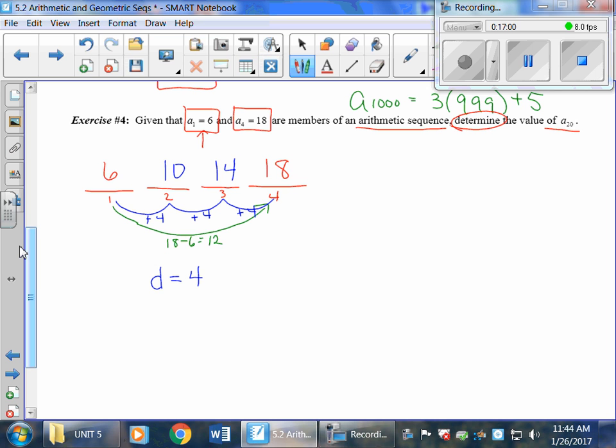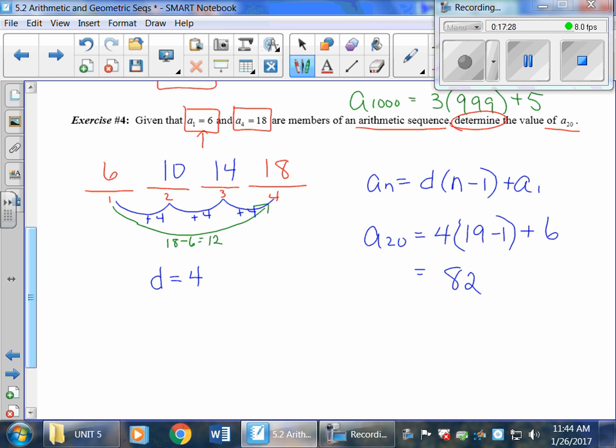So now in this case, we can use our formula. We know that our formula is a sub n is equal to d times n minus 1 plus a sub 1. So we're looking for the 20th term is equal to our common difference, which is 4, times 19 minus 1, and add back our first term, which is 6. So once you do the math here, you come out with 82.